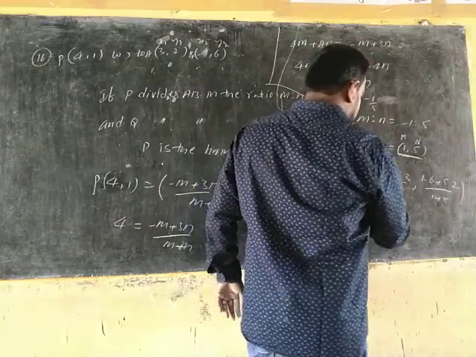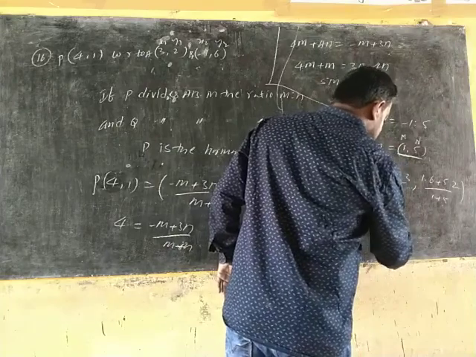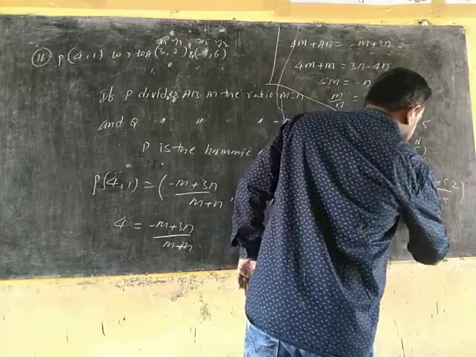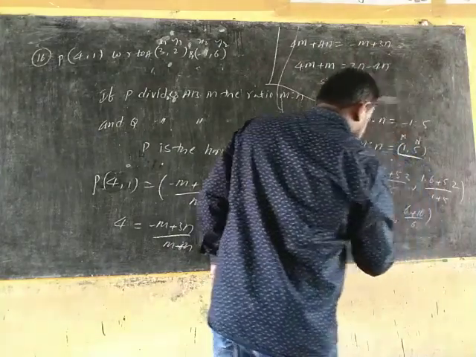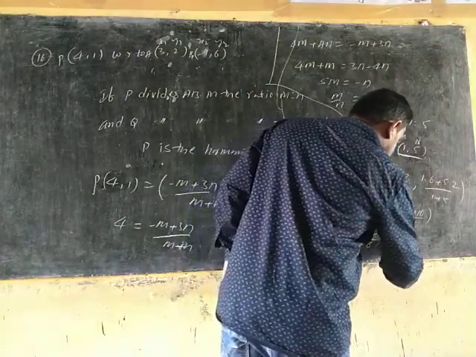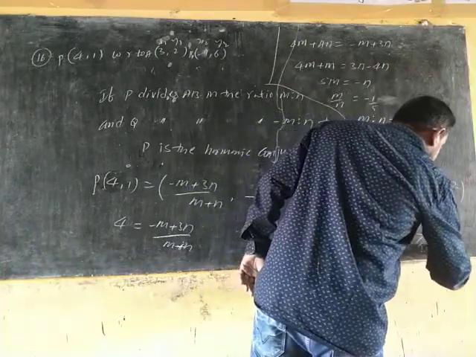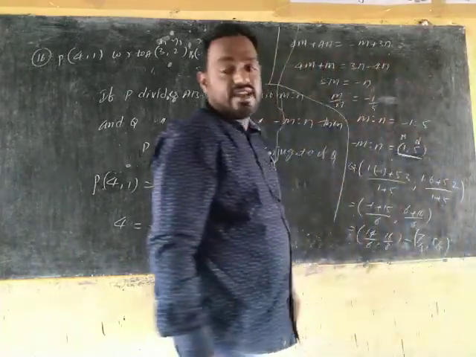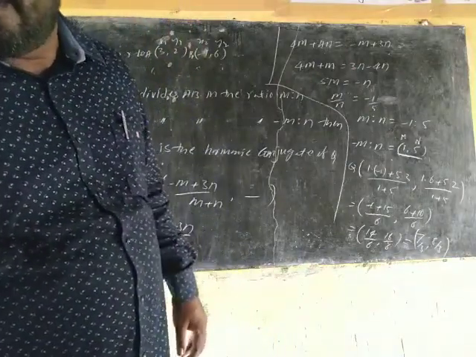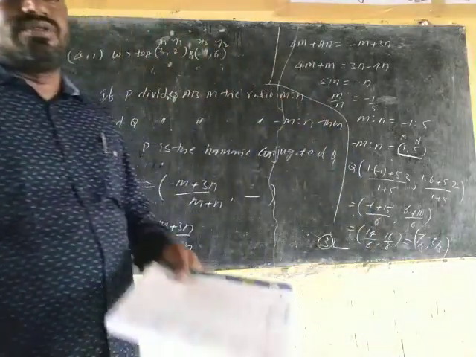This is equal to (minus 1 plus 15)/6, comma (6 plus 10)/6. This is equal to 14/6, comma 16/6. If you cancel by 2, 7/3, comma 8/3 is the right answer. 7/3, 8/3. So which is option 3 is right. This option 3 is right.